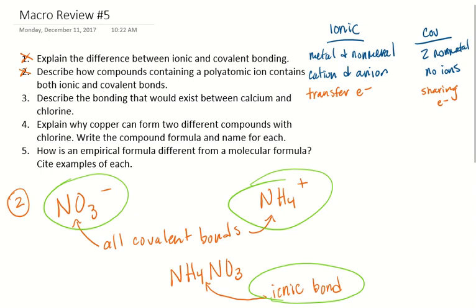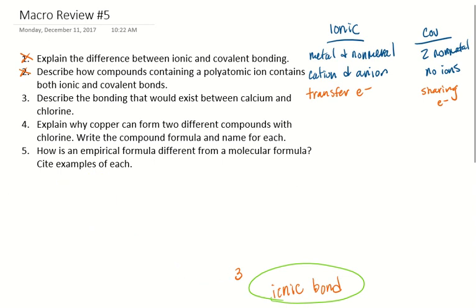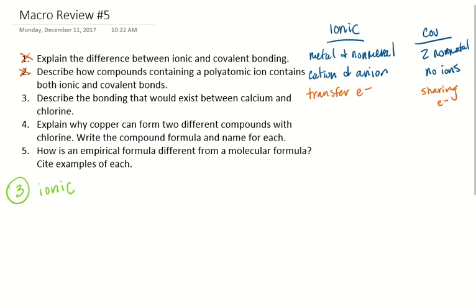All right, number 3. Describe the bonding that will exist between calcium and chlorine. What type of bond? Why ionic? Because it's a metal and a non-metal. Metal and nonmetal. So number 3, we have an ionic bond. What's the compound that's formed? Ca plus 2, reference it. Cl minus 1, reference it. So what compound is formed?